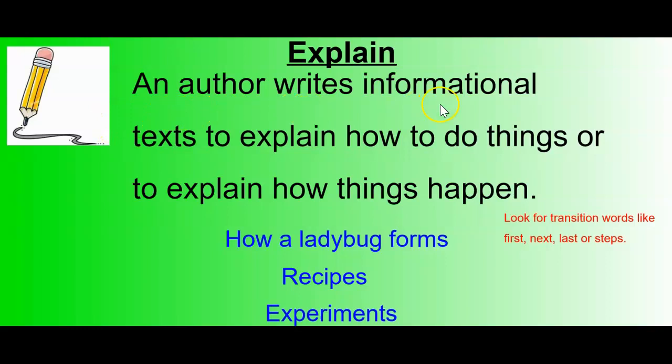Finally, an author writes informational texts to explain how to do things or to explain how things happen. For example, how a ladybug forms would be an explanation. How to cook something using a recipe, maybe experiments, how to do an experiment. Remember, look for transition words like first, next, or last, or maybe numbers like step 1, step 2, step 3, step 4. These give you clues to if an author is explaining.